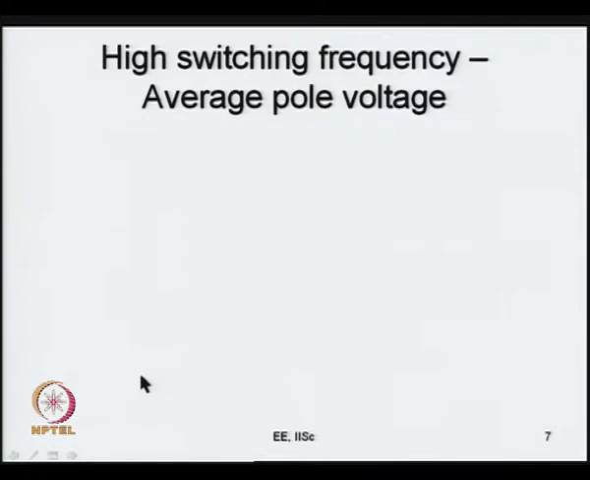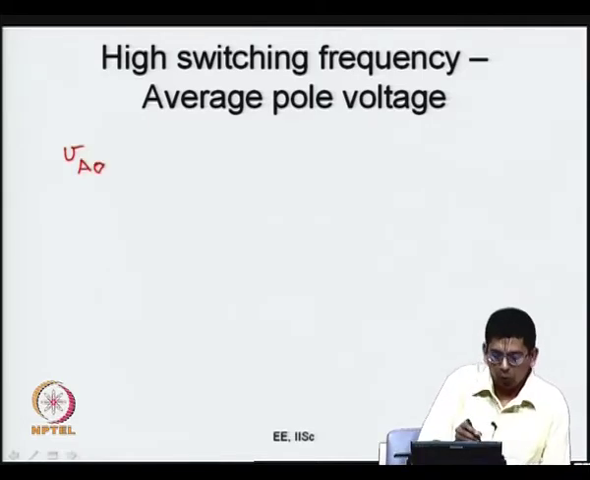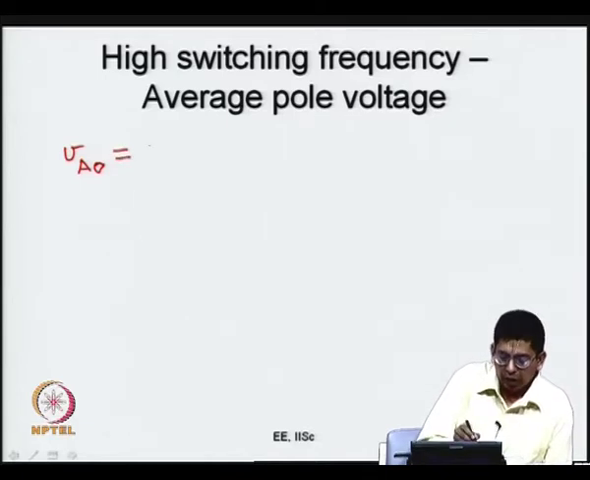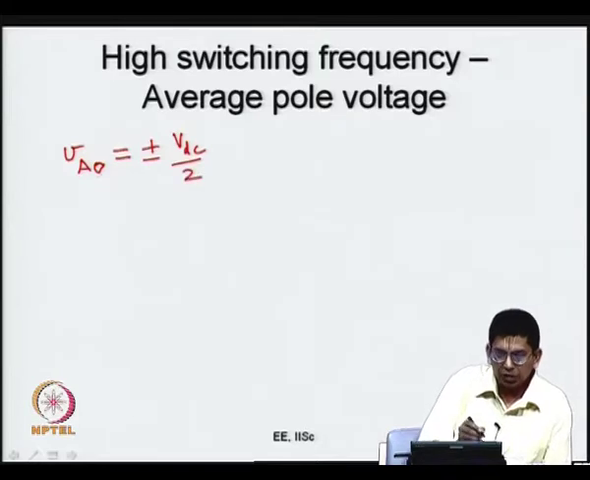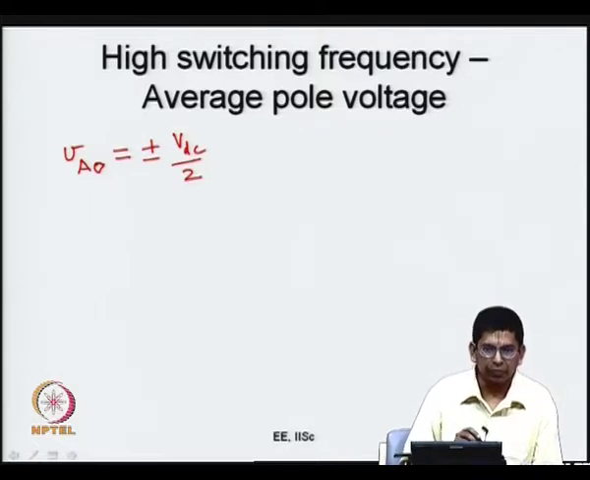So, when you are considering high switching frequency, you can always look at the average pole voltage concept. So, what is this average pole voltage concept? Now, you have VAO, and this VAO is equal to either VDC by 2 or minus VDC by 2, where O is the midpoint of the DC bus. When A top device is on, this voltage is equal to plus VDC by 2. Only one of the two devices can be on, you know. So, when the bottom is on, it is going to be minus VDC by 2.